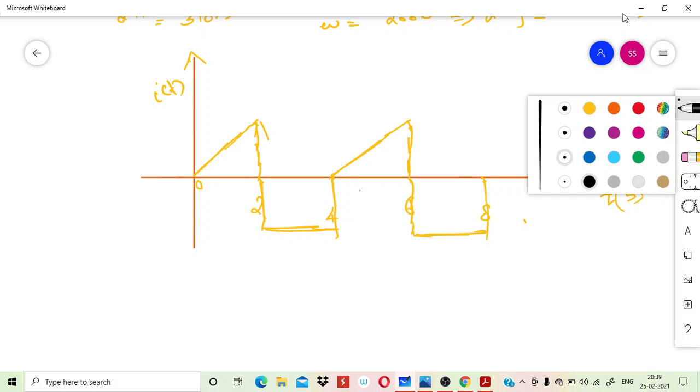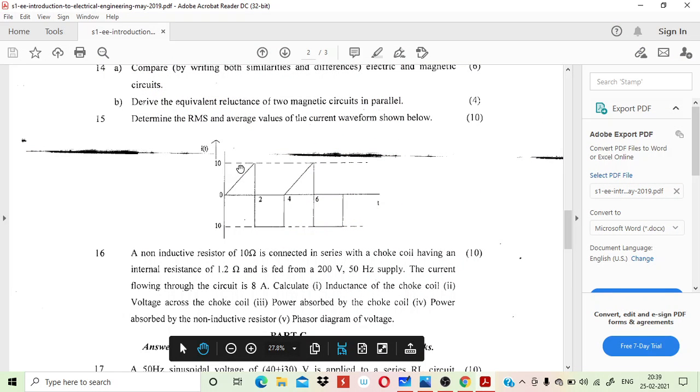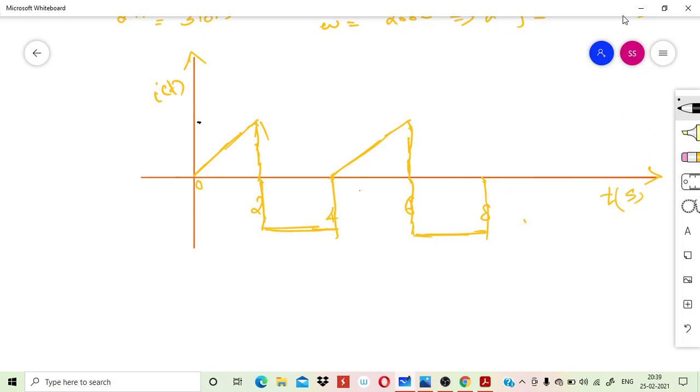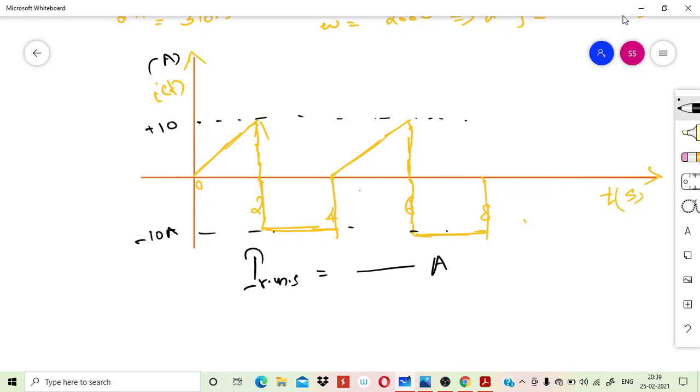The examiner has also given the peak value in the positive half as well as in the negative half. This is plus 10 ampere, and on the negative half I have minus 10 ampere. So this is our problem. You have to find out the I RMS value, I RMS equal to dash ampere, and I average equal to dash ampere. These are the two values you have to find out.